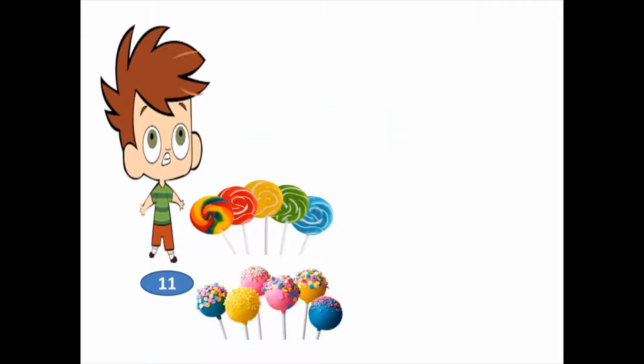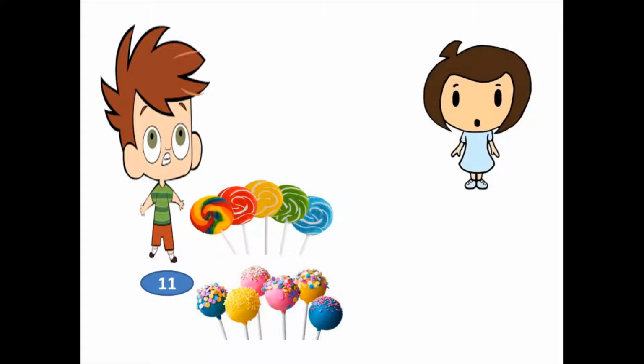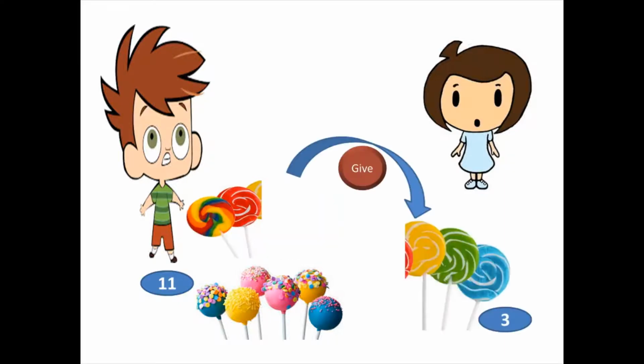Now Kanav has 11 chocolates, right? His sister Avika comes and she asks for some chocolate. Okay? Kanav thinks for some time and then he gives her 3 chocolates. How many chocolates he gives to her? 3 chocolates. Okay? So, how many chocolates are now left with Kanav? He earlier had 11 chocolates and he gives 3 chocolates to Avika. So the left chocolates with Kanav are 8.